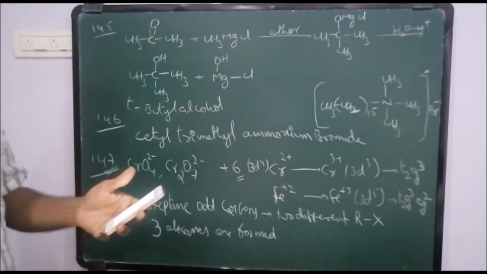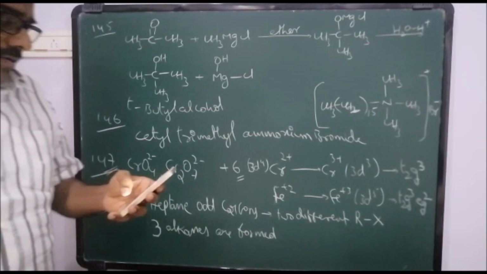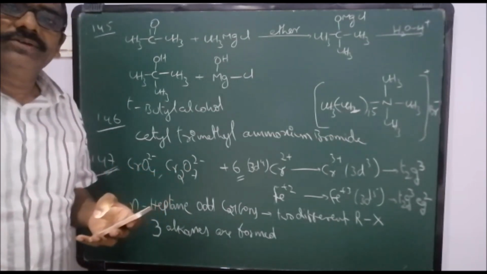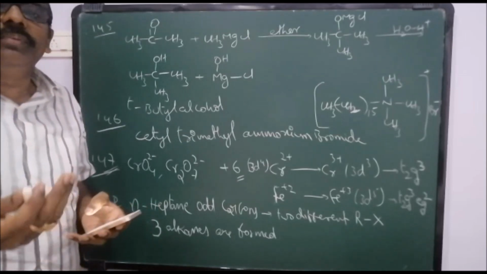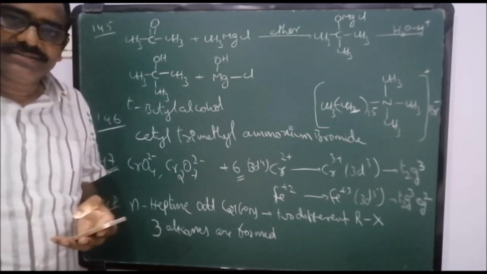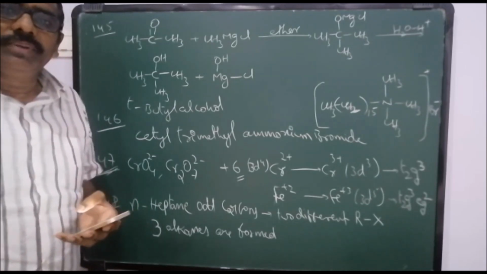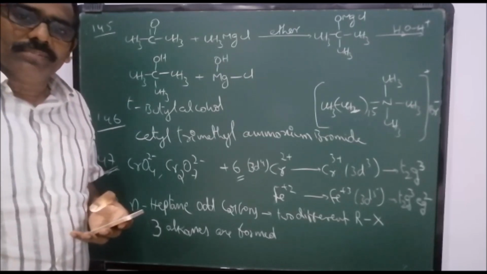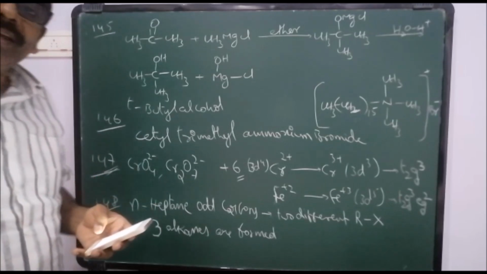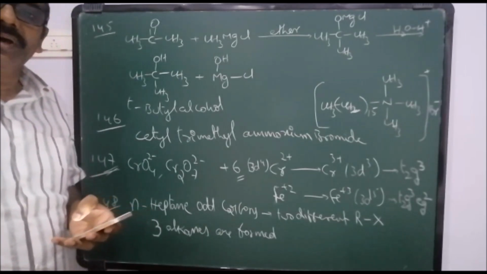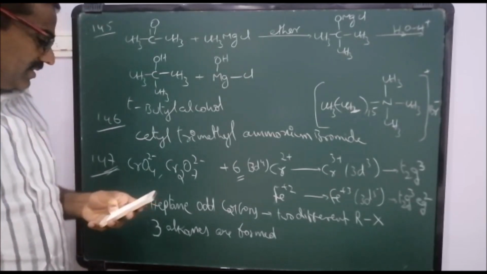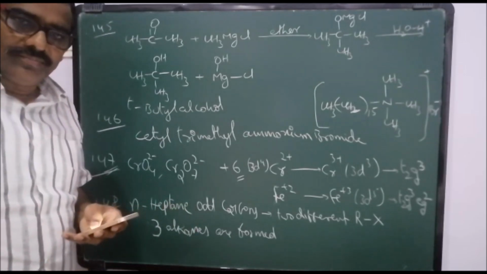Question number 148. Which of the following alkane cannot be made in good yield by Wurtz reaction? Actually, Wurtz reaction is preferable to prepare the alkanes with even number of carbon atoms or symmetrical alkanes. But it is not suitable to prepare the alkanes with odd number of carbons or unsymmetrical alkanes. And here in the given answers, n-heptane is the alkane with odd number of carbon atoms or unsymmetrical alkane. So for the preparation of that alkane, the Wurtz reaction is not suitable.